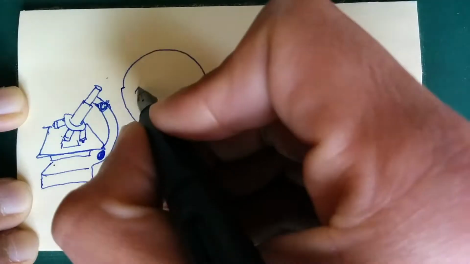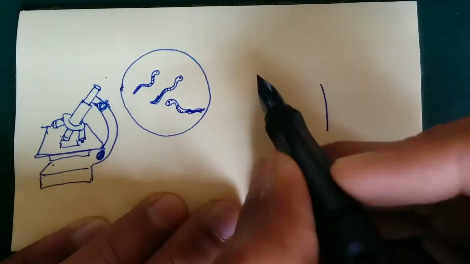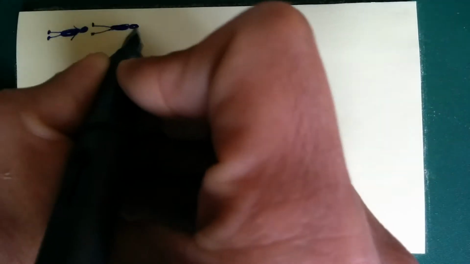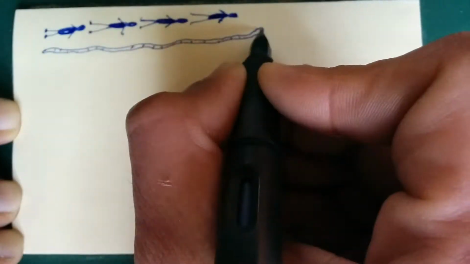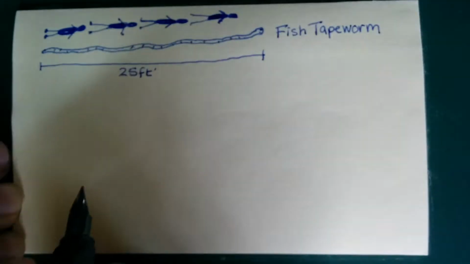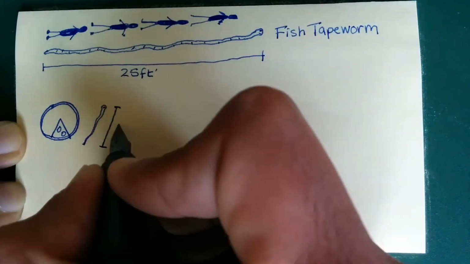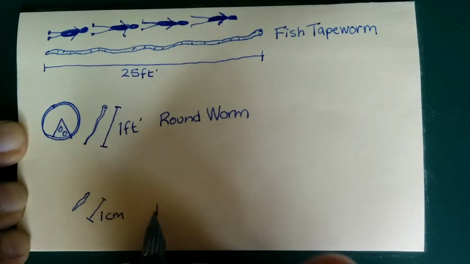What sort of things? Well, you can get worms inside your tummy and your intestines. What do they look like? How big are they? So, the fish tapeworm was about 20 to 25 feet long, whereas the round worm was about 1 foot long. But some worms were tiny. There were some in your tummy that are only 1 or 2 centimeters long, like pinworm.